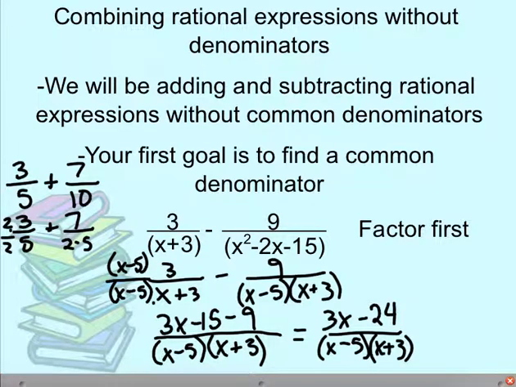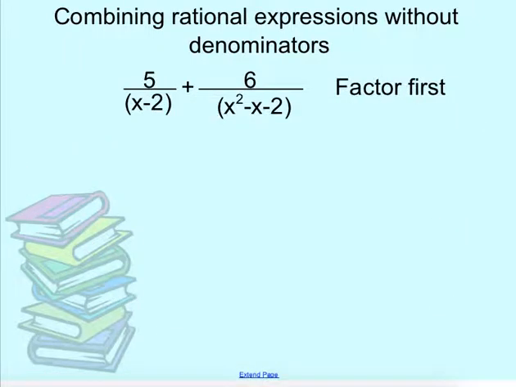Now, there's one last step that we can do, and that is to factor again. The denominator is factored, but the numerator we can actually factor here, just in case it has a common factor with the denominator. So we would say 3 times x minus 8. And in this case, it doesn't have a common factor. That's okay, so we'll just leave it as it is. So let's just look at a few more examples.